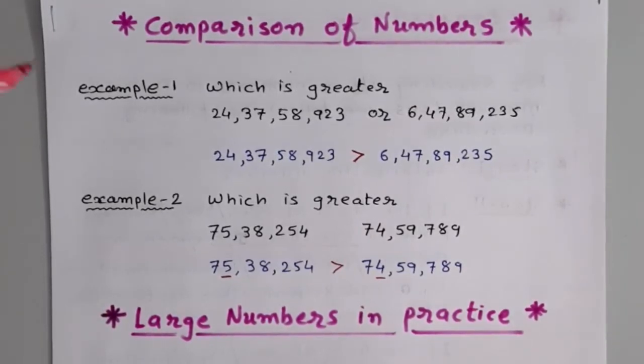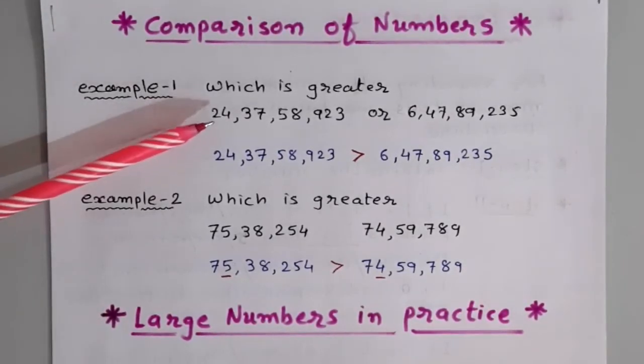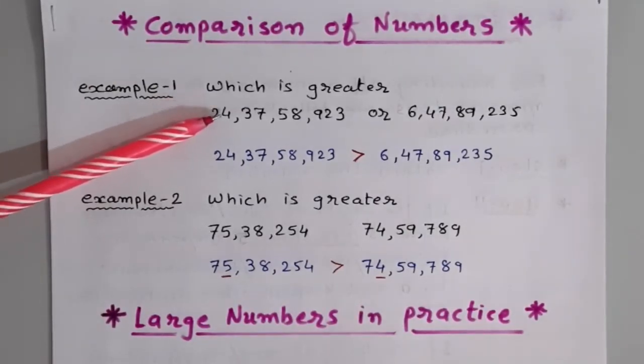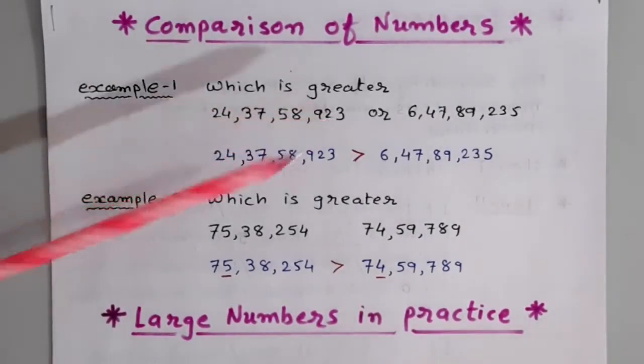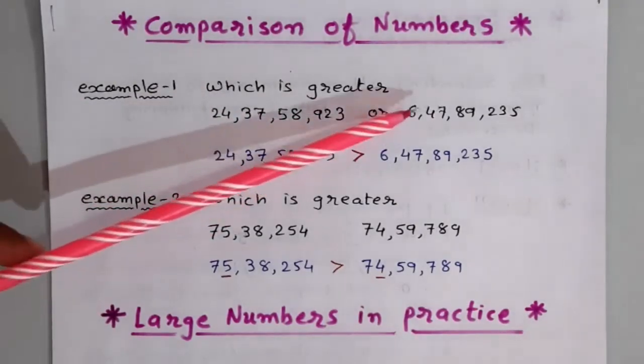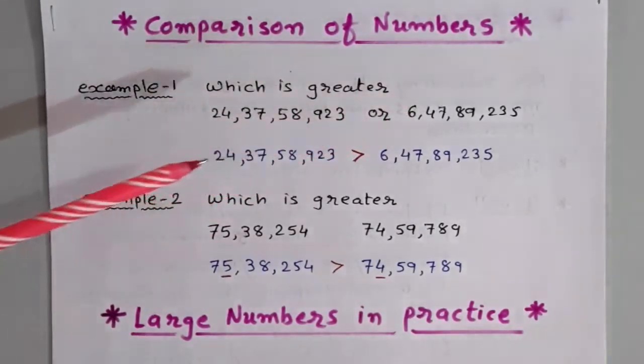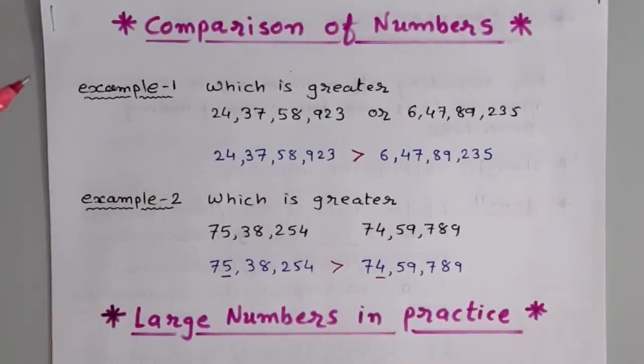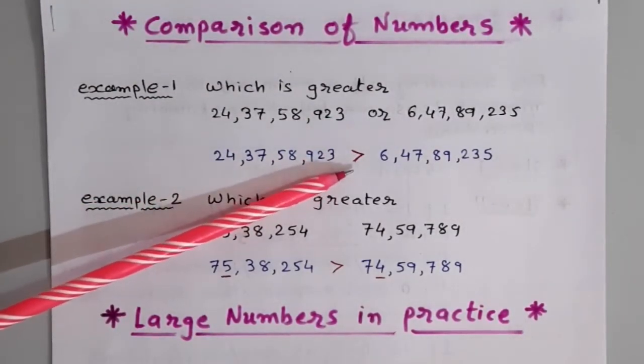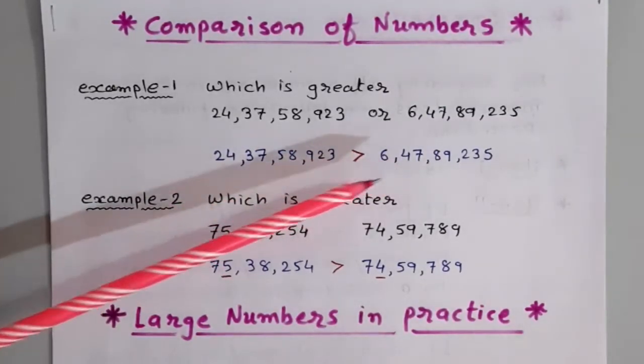For example, of these two numbers, which is greater? Clearly this number consists of 9 digits. You can see that 1, 2, 3, 4, 5, 6, 7, 8, 9. While this number consists of 8 digits. We know that the number with more digits is greater. So the answer is simple. This number is greater than this one.